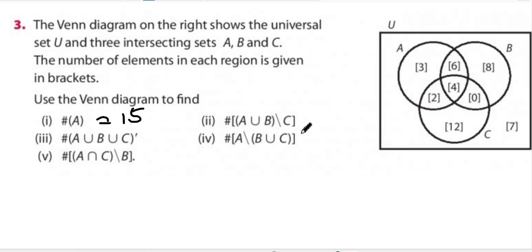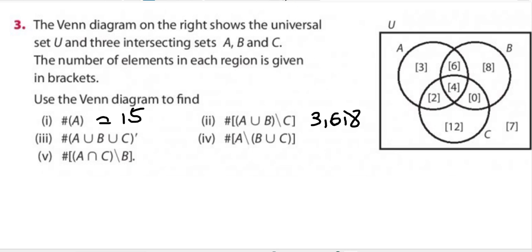Okay. Everything that's in A union B but not in C. Well, there's A union B right there. But which parts are not in C? 3, 6, and 8.